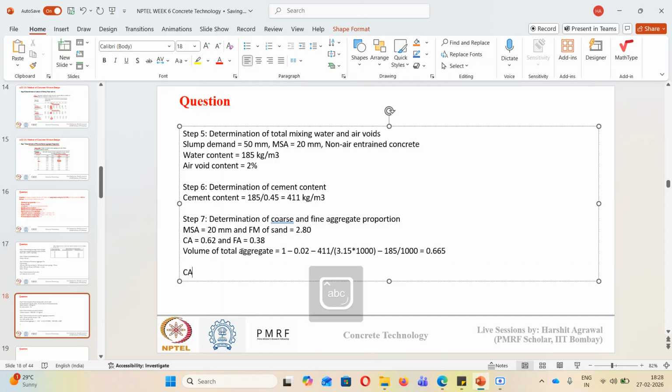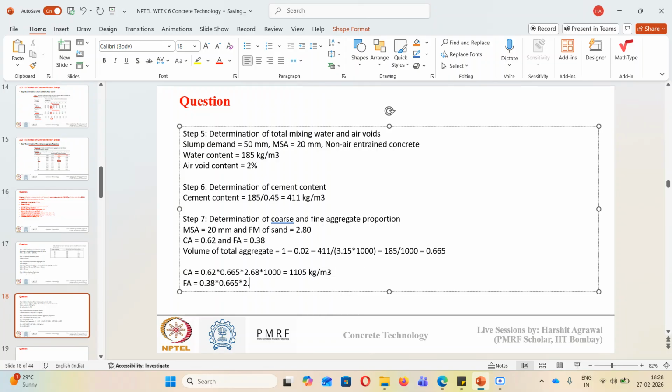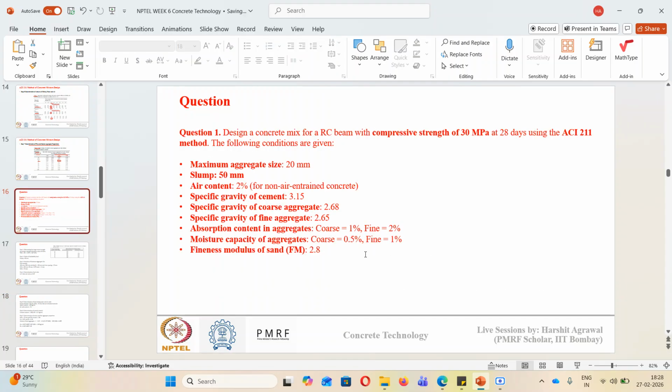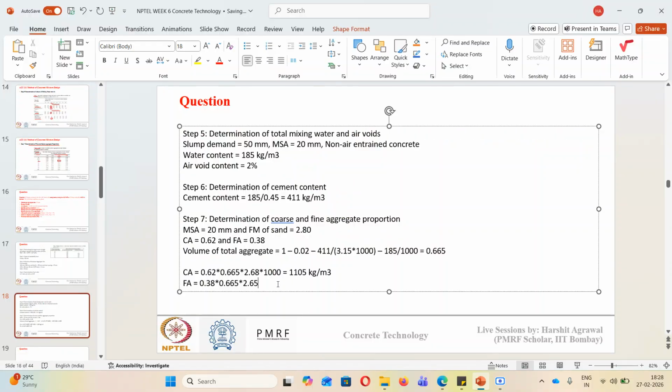Now the coarse aggregate fraction in this is 0.62 times 0.665. If I calculate the weight, it is 0.62 times 0.665 times density, 2.68 into 1000, so it will come out to be 1105 kg per meter cube. And fine aggregate will be 0.38 times 0.665 into 2.65, as per the specific gravity data given to us in the question, times 1000, so it will come out to be 669.6 kg per meter cube.